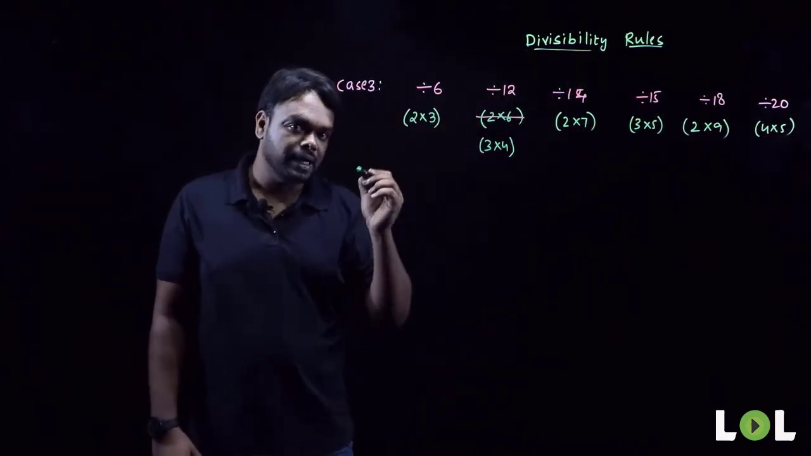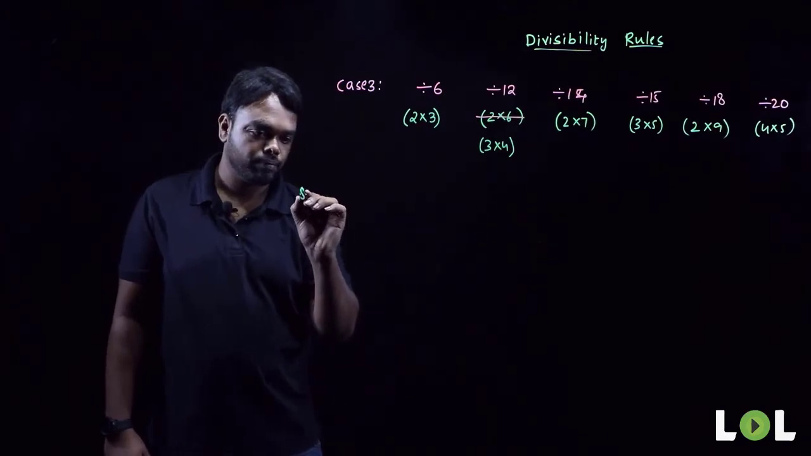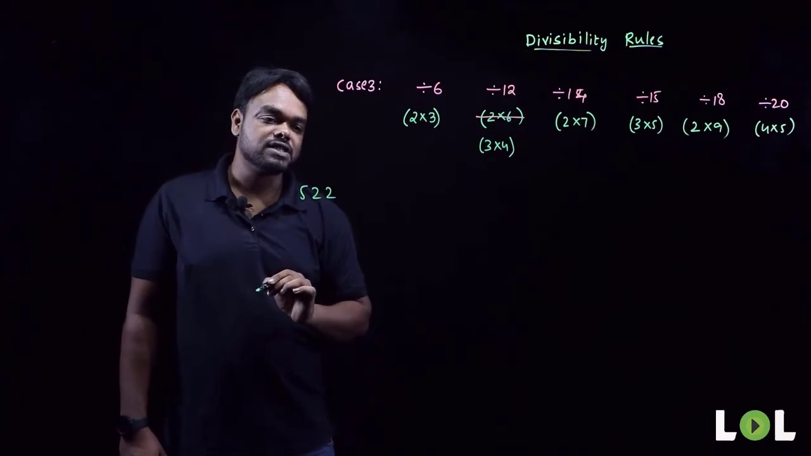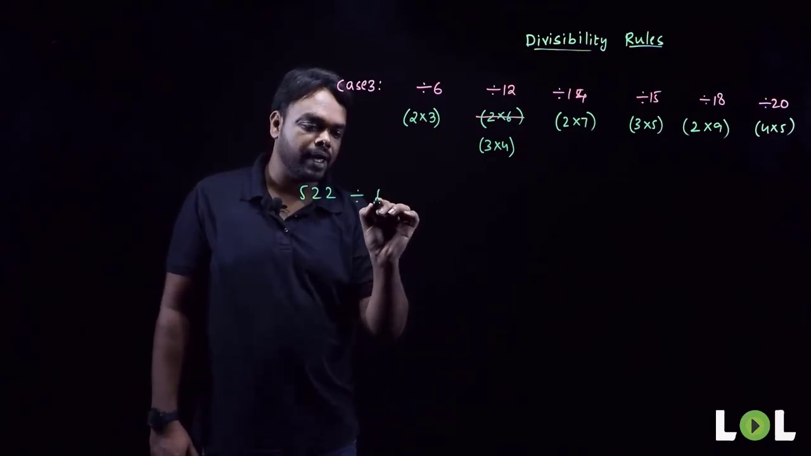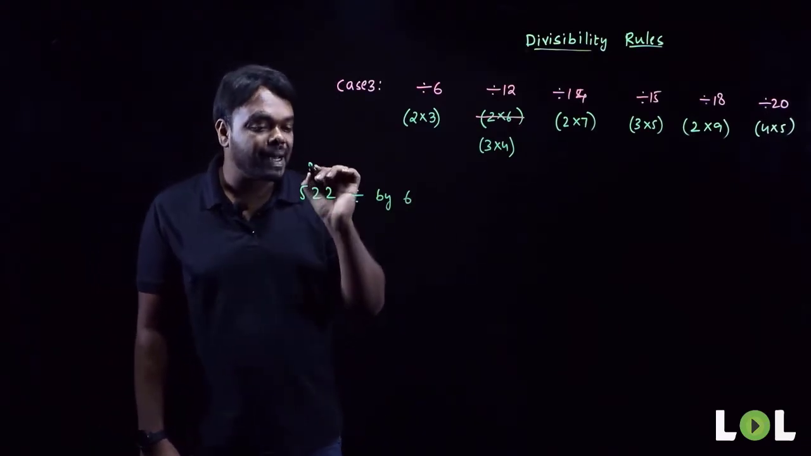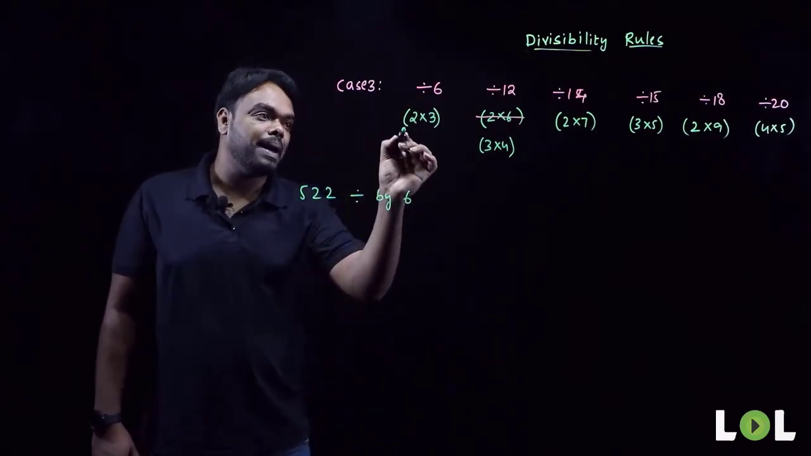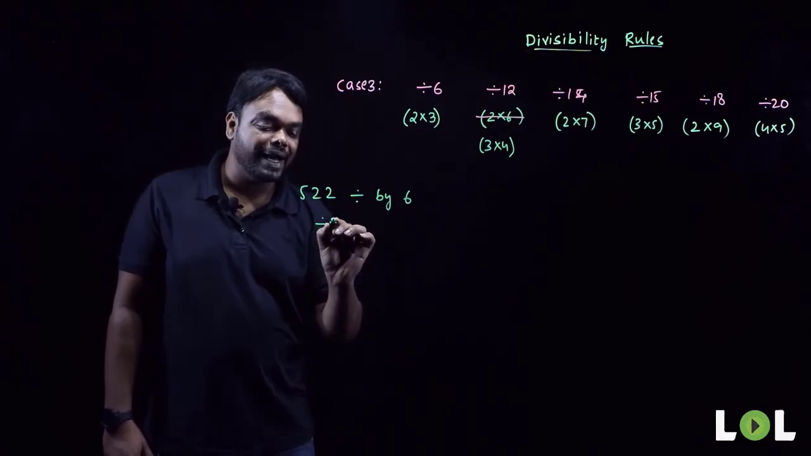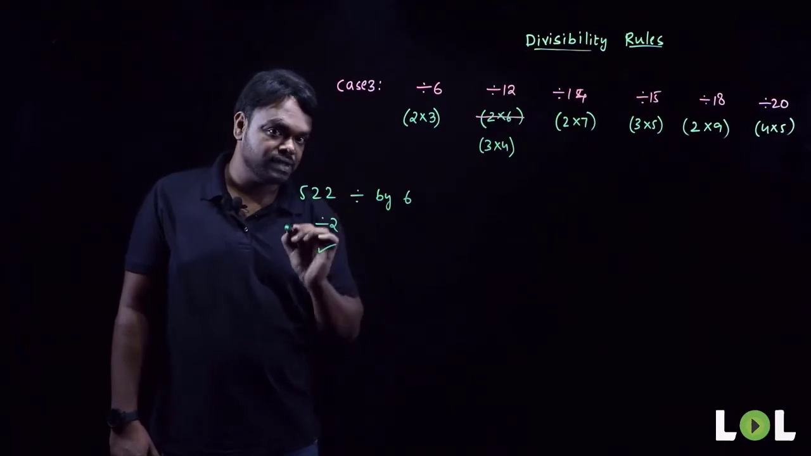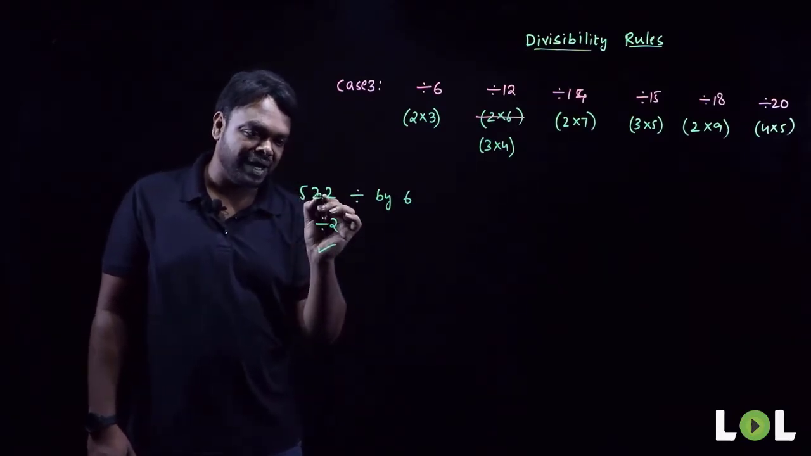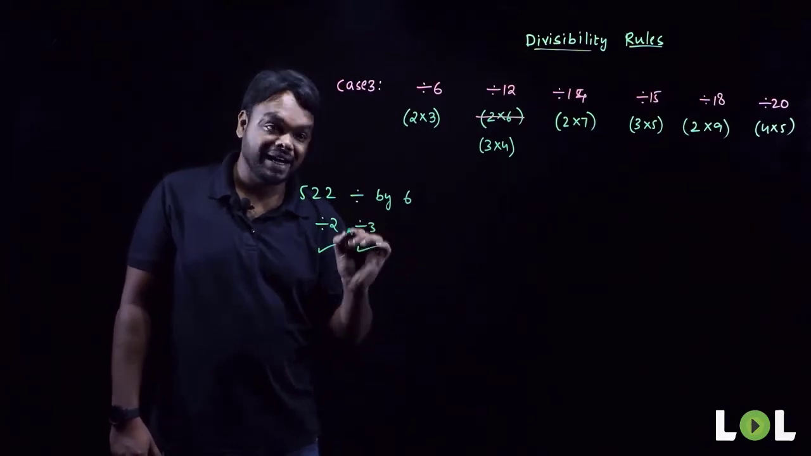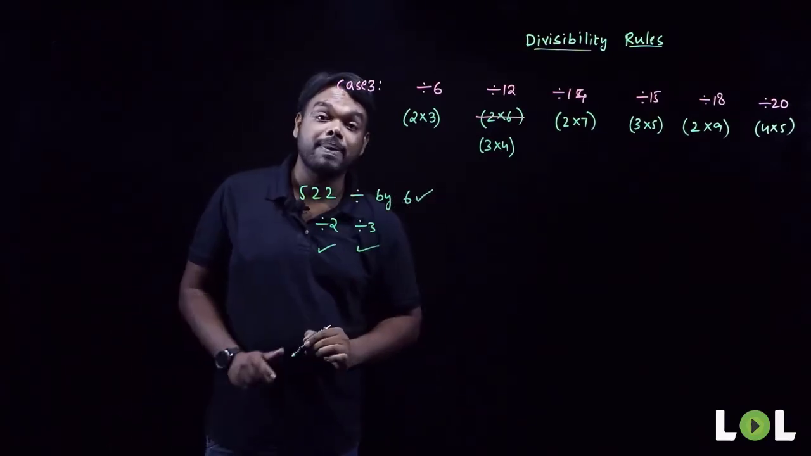Suppose if you want to check the divisibility rule of 6, suppose I take 522. Is it divisible by 6 or not? Now, if a number has to be divisible by 6, it must be divisible by both 2 and 3. Is it divisible by 2? Yes. Is it divisible by 3? Apply the divisibility rule of 3. Sum of the digits 5 plus 2 plus 2, that is 9. Is 9 divisible by 3? Yes. It means this number is divisible by 6.